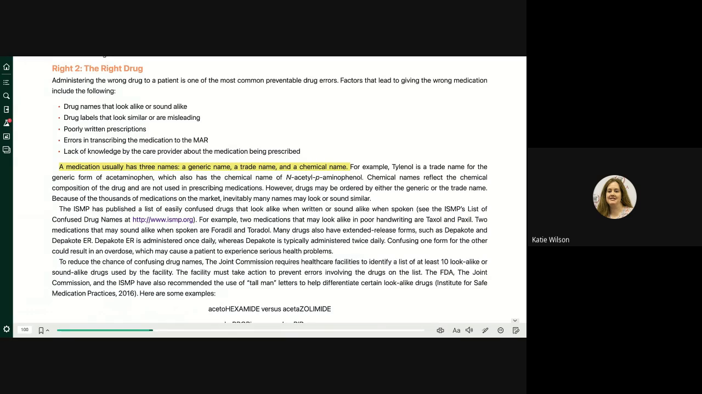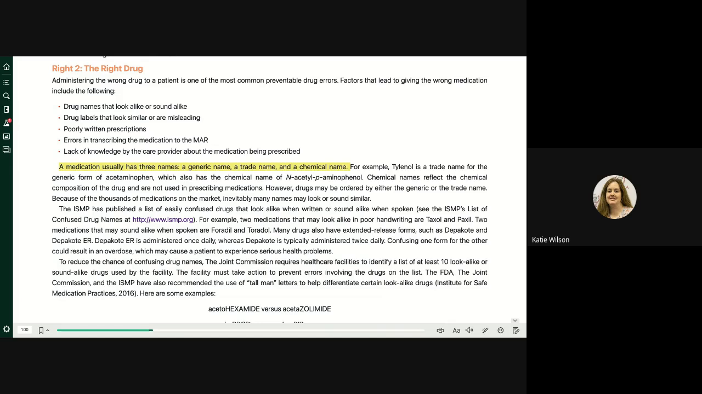When we deal with medications, it's important to know that a medication has 3 different names: a generic name, a trade name, and a chemical name. Now, in healthcare, we're most likely going to be dealing with the generic and the trade name, not always the chemical name, unless we look at the prescribing pamphlet with the medication, which we don't always do. So, for example, they give you Tylenol. Tylenol is the trade name, or the brand name, for the lack of a better word, for the generic form of acetaminophen. And the chemical name is N-acetyl P-aminophenol. So a mouthful for sure.